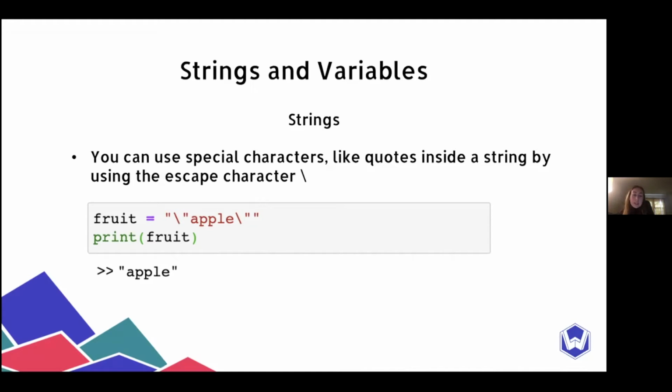So I see in my example, when I actually print out this variable that I've set that contains double quotes inside it using the escape character to define those double quotes, it prints out apple with the quotes around it, as those quotes are now part of that string.